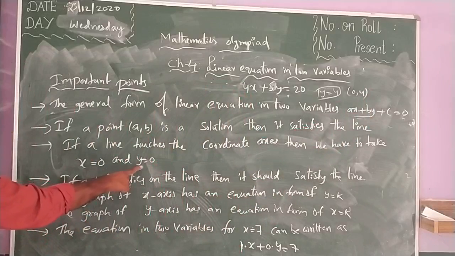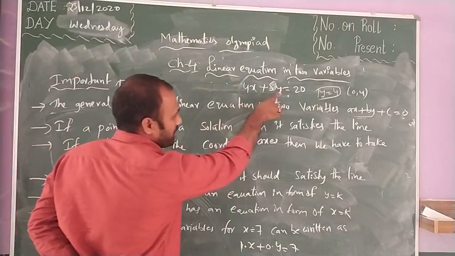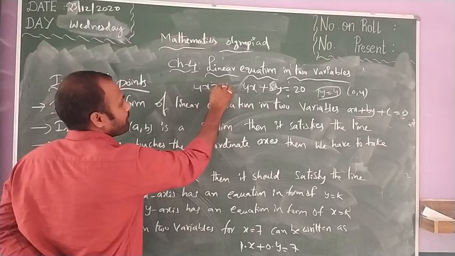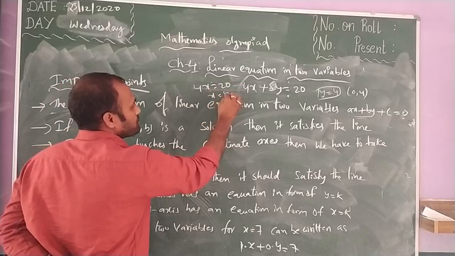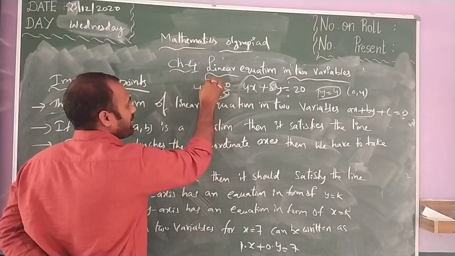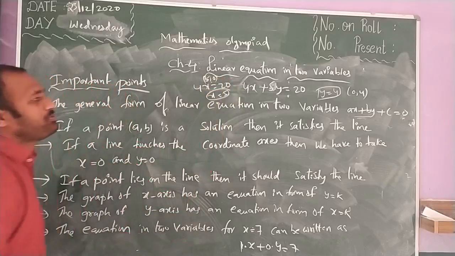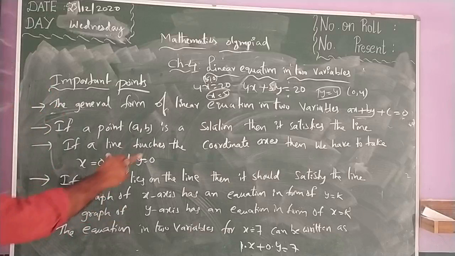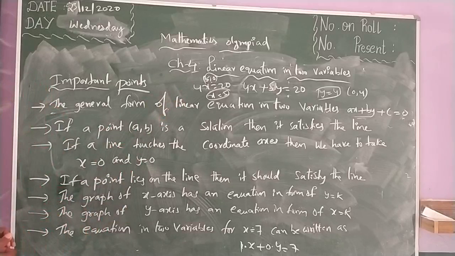Next, if I take y = 0, then 4x = 20. That means x = 5. So the point is (5, 0). So these points we need to plot on the coordinate axis. Therefore, by that we will find the area of the required triangle if we are given a triangle.